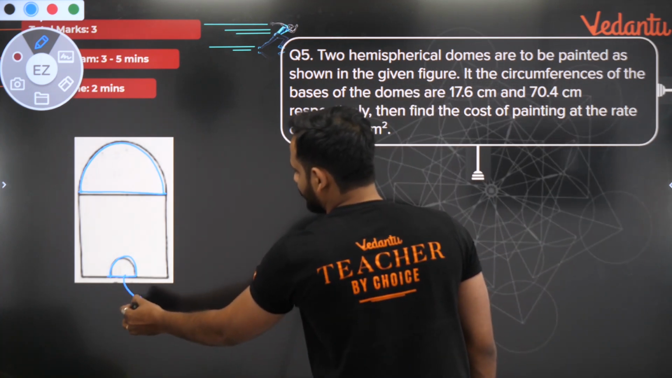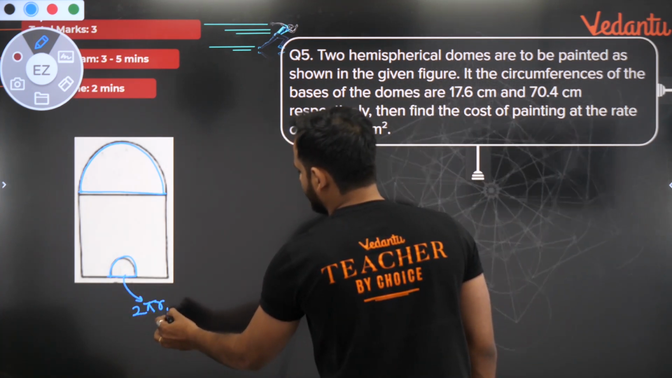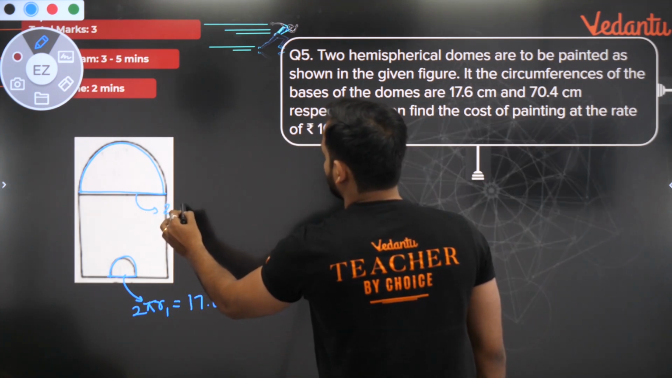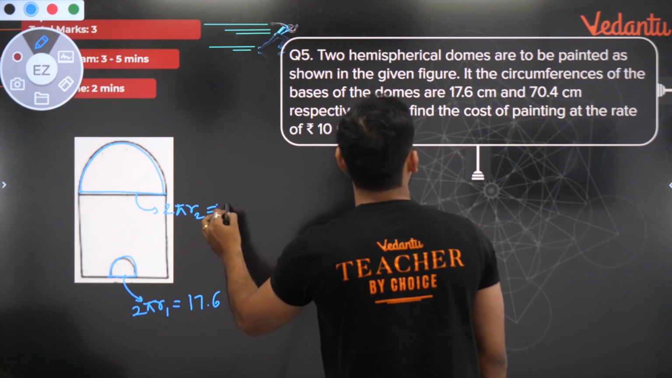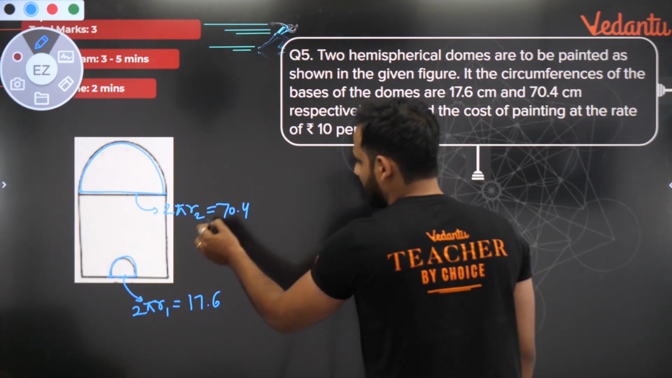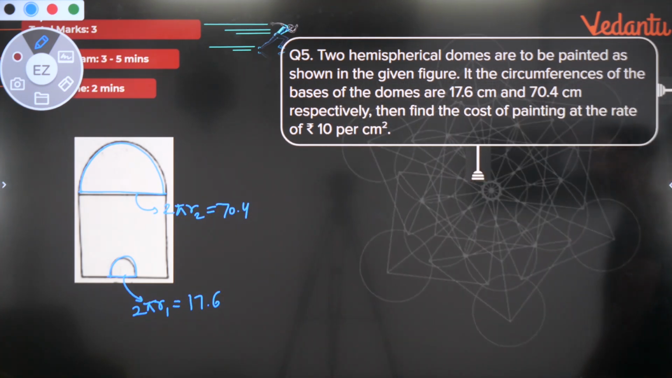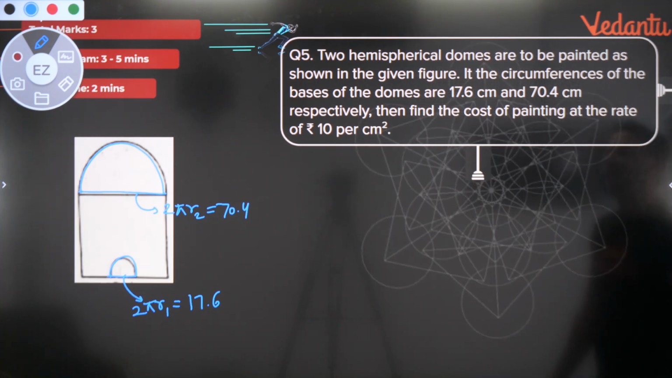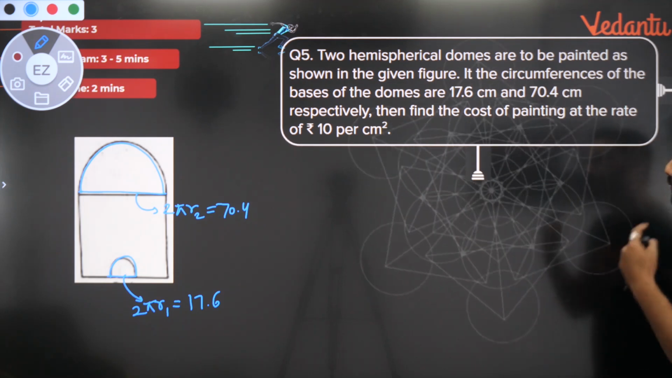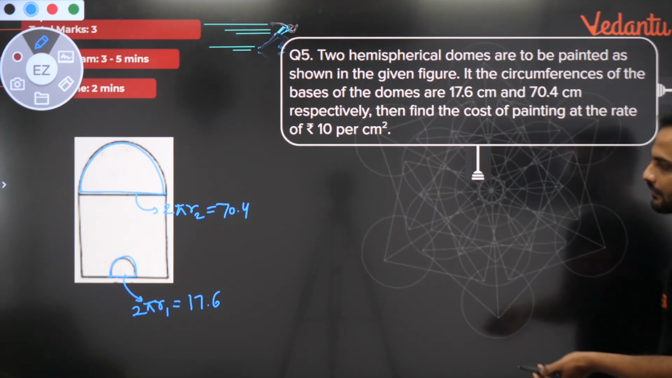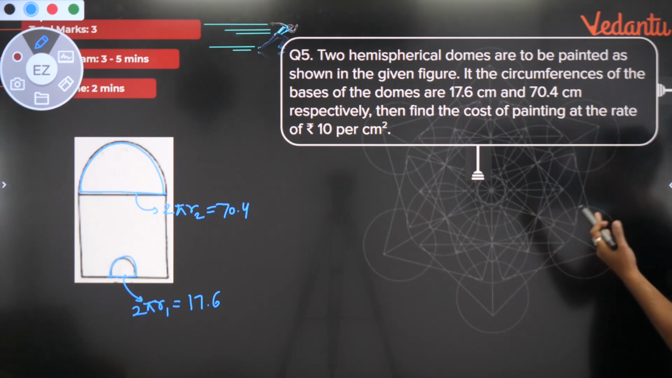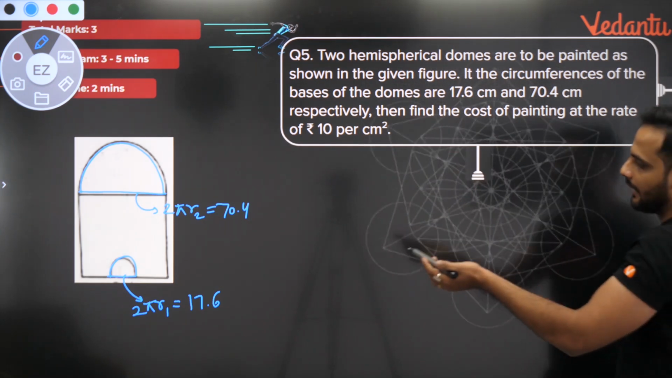So circumference of this bottom one, 2πr1, is given as 17.6, and here 2πr2 is given as 70.4. So from here we can easily get r1 and r2 respectively. Then find the cost of painting the dome at the rate of rupees 10 per centimeter square. So let's first find out what is r1 and r2, then only we can say how to paint the dome. Understood? So let's find out the radius.